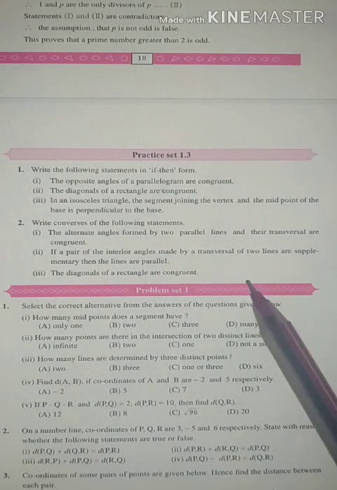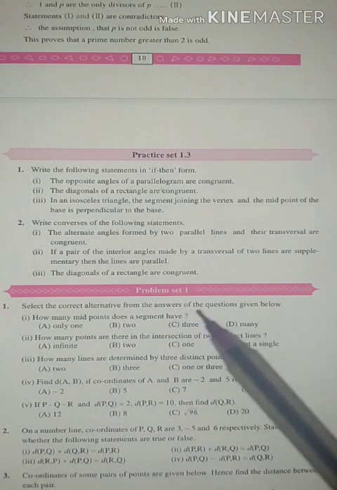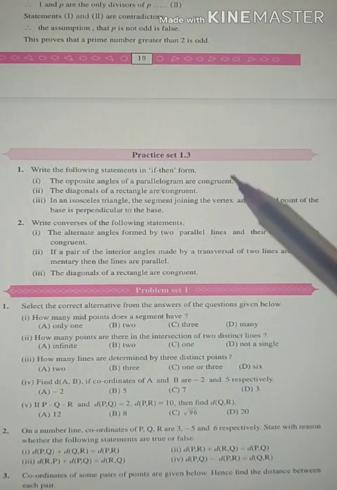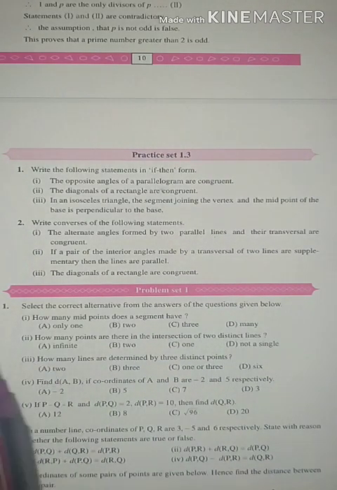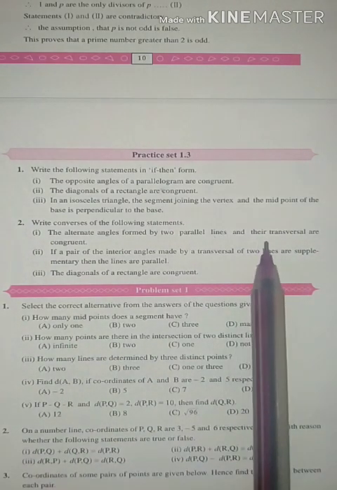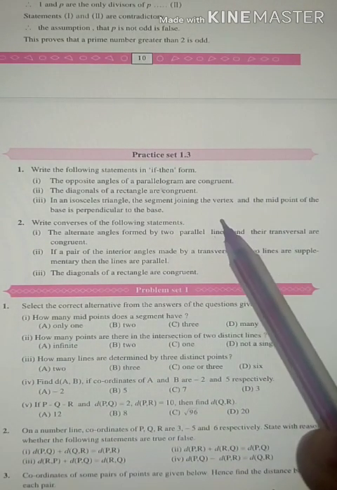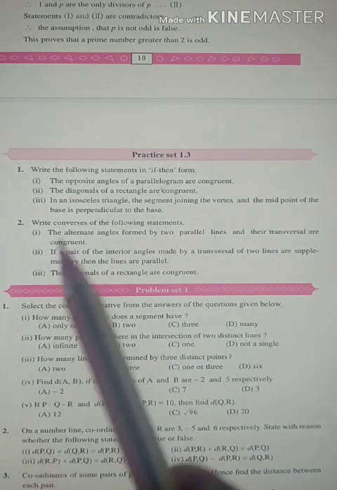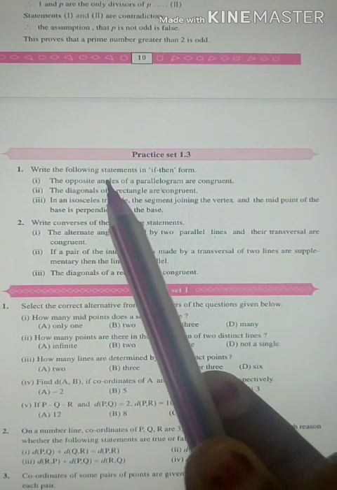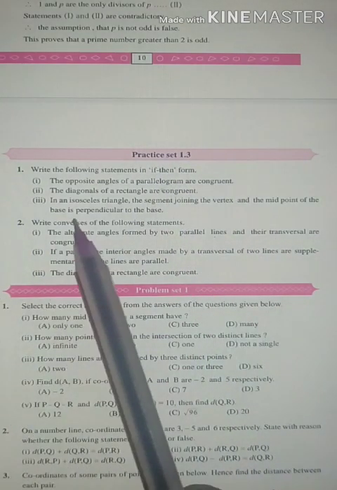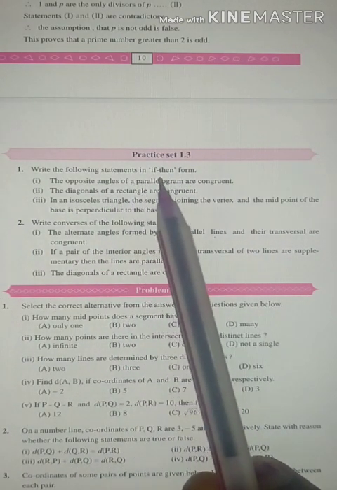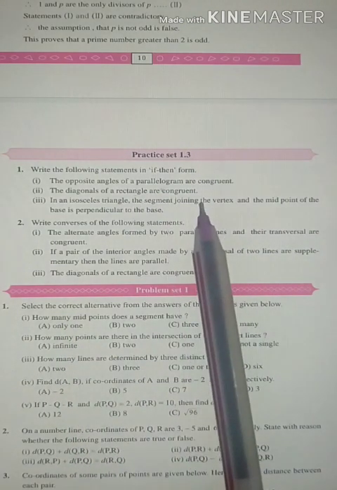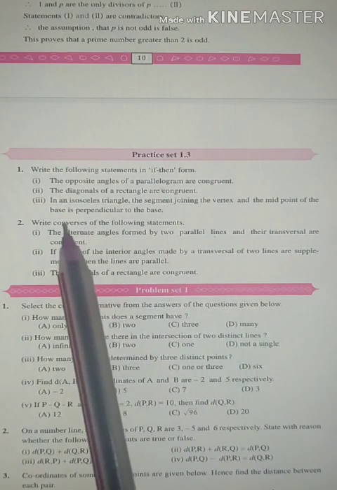Now what are these conditional statements? As I told you, we will be giving some condition in the form of if and then. If this, then that, in this form. As we take examples, you will get a better idea about conditional statements. So here we'll start with practice set 1.3. Write the following statements in if-then form. If-then form means it is a conditional statement form.